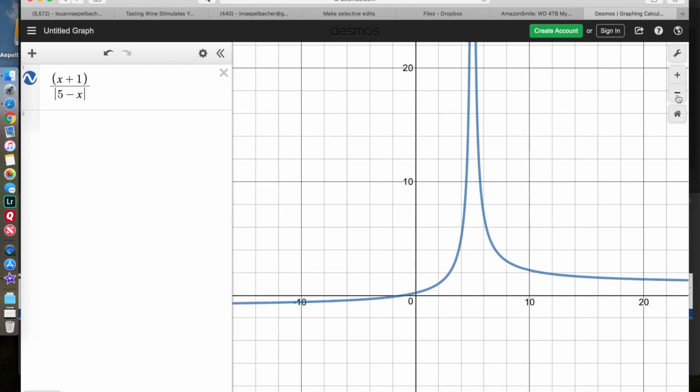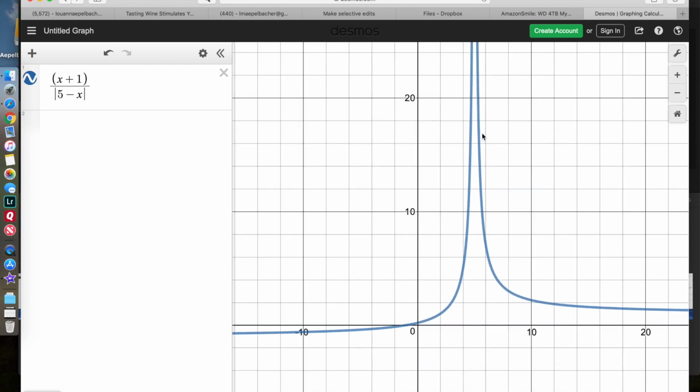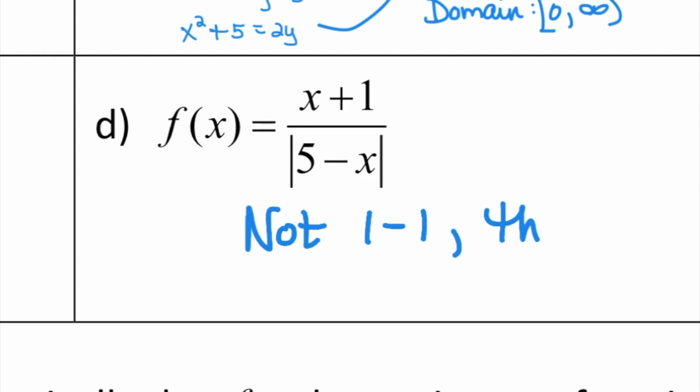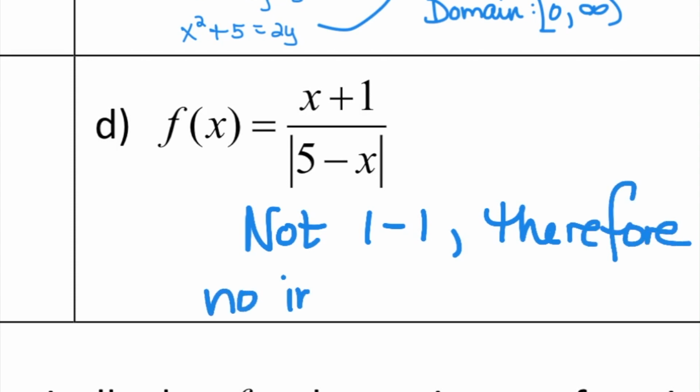I'm going to zoom out just a little bit. I hope that it's obvious that this fails the horizontal line test pretty much everywhere until you get down here, that you draw a horizontal line. It'll hit the graph more than once. I had a stray mark. In this last one, if you graph this, you'll see that it's not 1-to-1. It's not 1-to-1. Therefore, no inverse function exists.